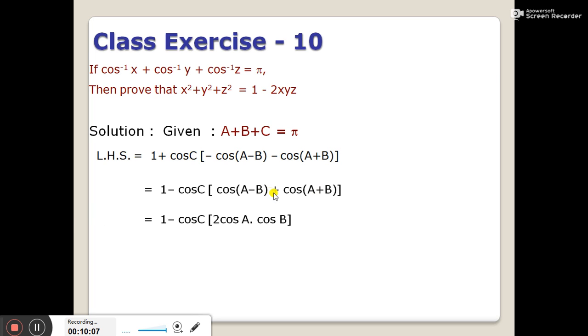Again using the C plus D formula, it becomes 2 cos a cos b. Now substitute the values of cos a, cos b and cos c. It becomes 1 minus 2xyz, which is equal to the right hand side.